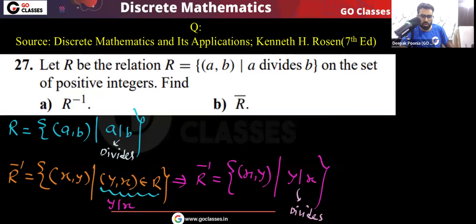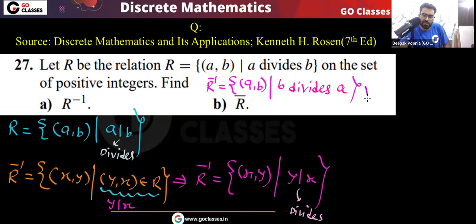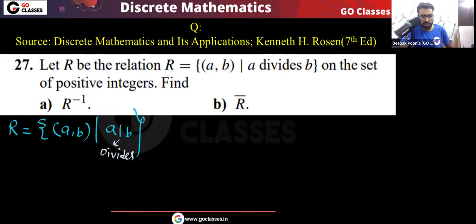In terms of AB also you can write if you want. Here you can see R inverse, if you want to write in terms of AB instead of xy, you can just replace xy with AB. So here I can say y divides x means second element divides first element. So I can say B divides A. That's it. This is the answer. I hope you understood. Now let's find R complement.